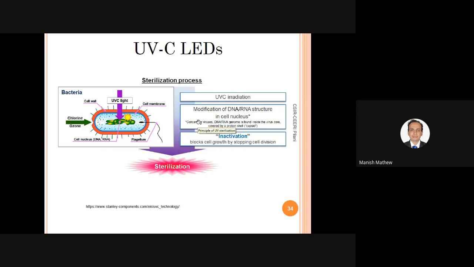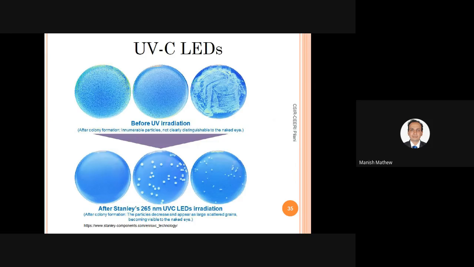UVC irradiation modifies the RNA DNA structure in the cell, which deactivates it. It sanitizes or kills the bacteria. So inactivation blocks cell growth by stopping cell division. There will be no further cell division, no further reproduction of bacteria or viruses, and hence the sterilization will happen.